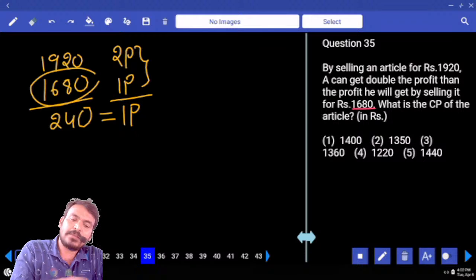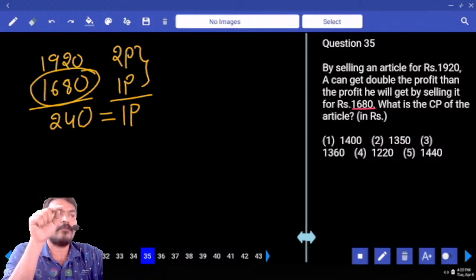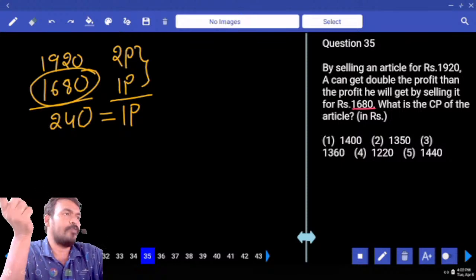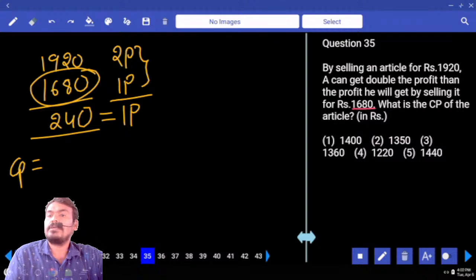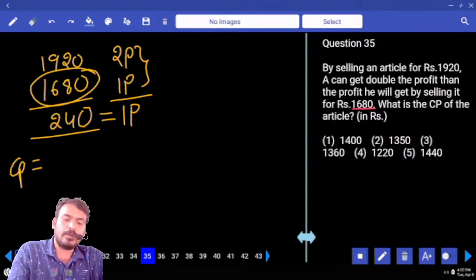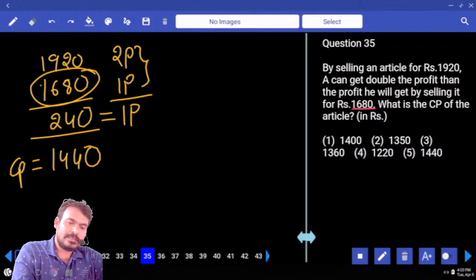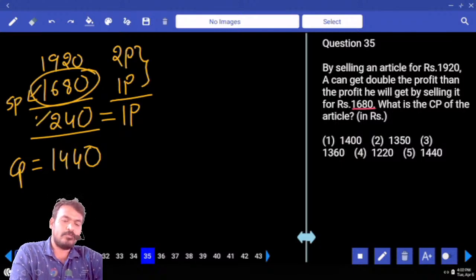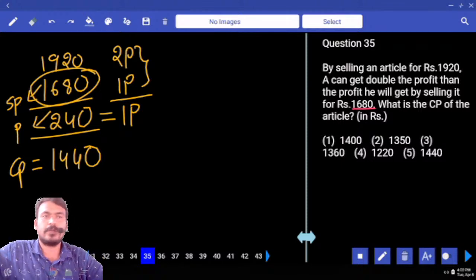1680, is it selling price or cost price? Selling price. Out of 1680, the profit value is how many rupees? 240. Subtracting, we get the cost price. 1680 minus 240, how many rupees? 1440. 1680 is the selling price, 240 is the profit. Subtracting gives the cost price.